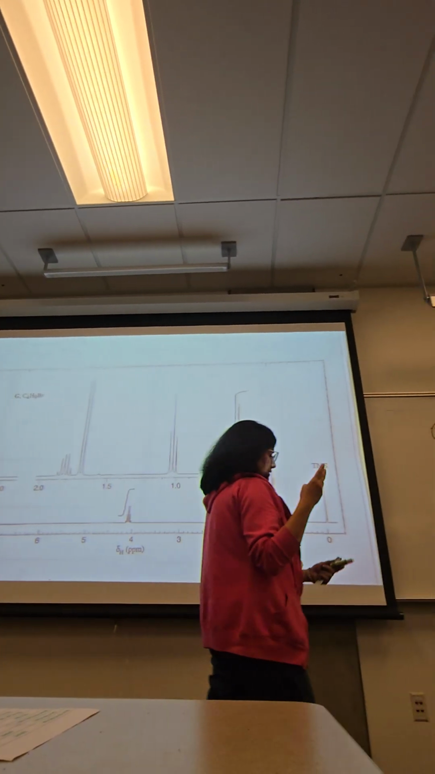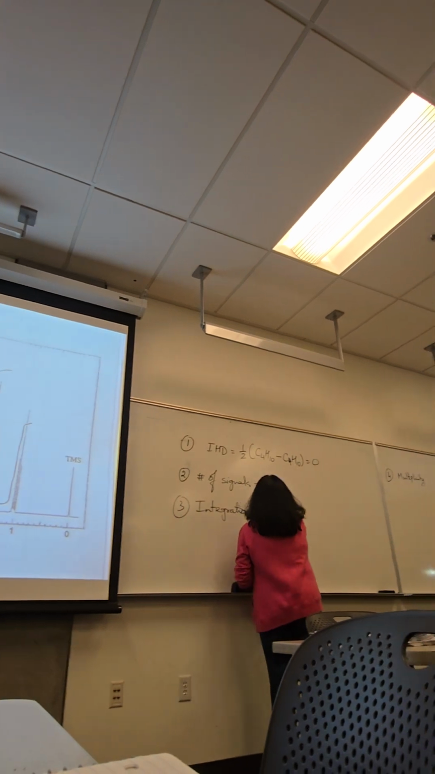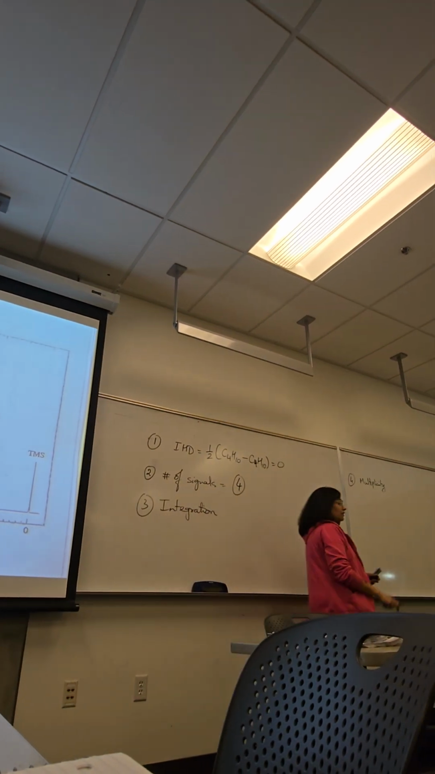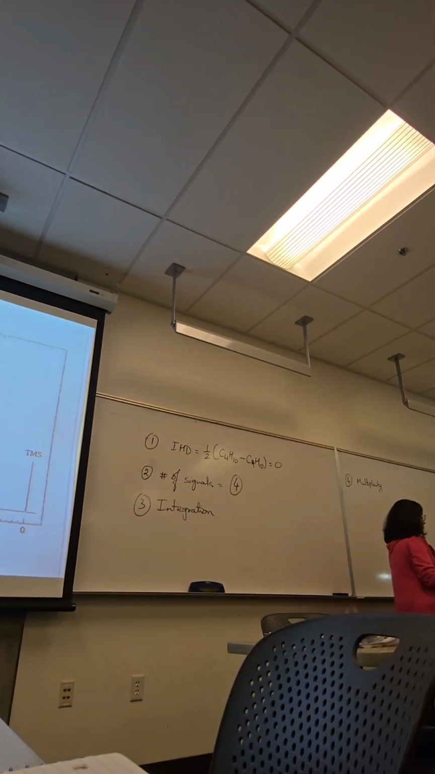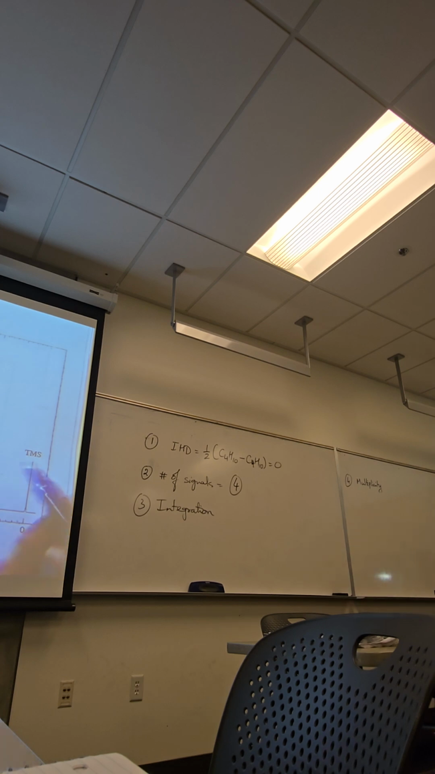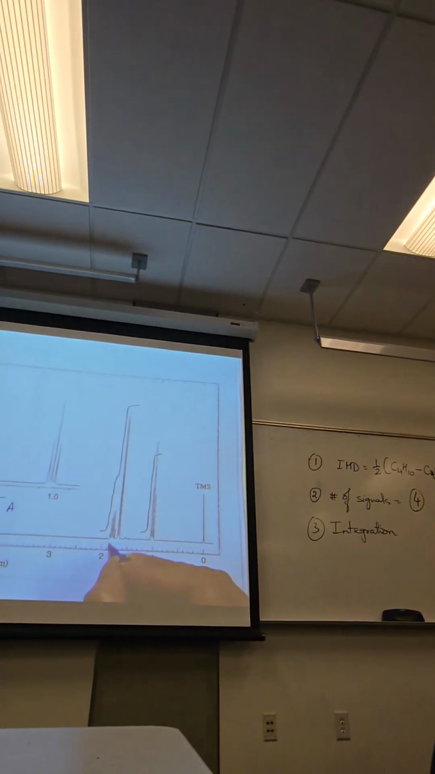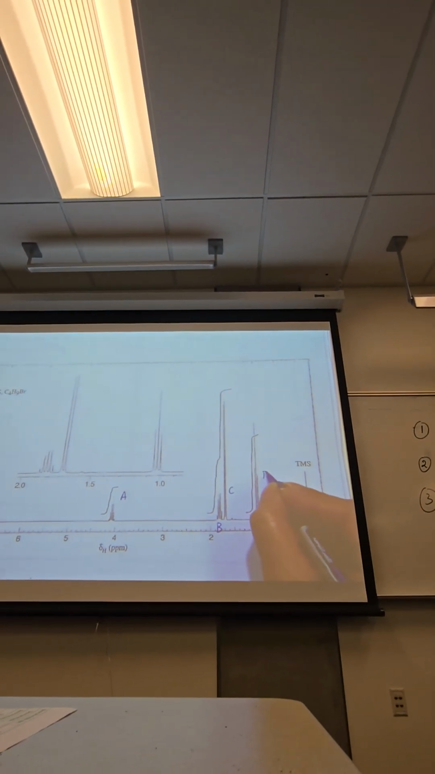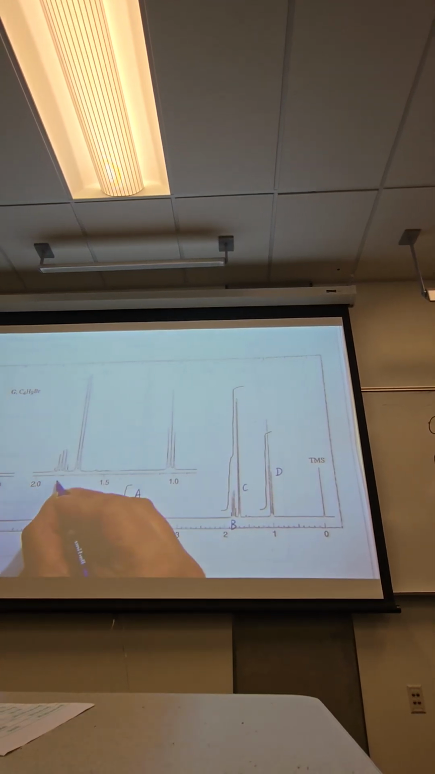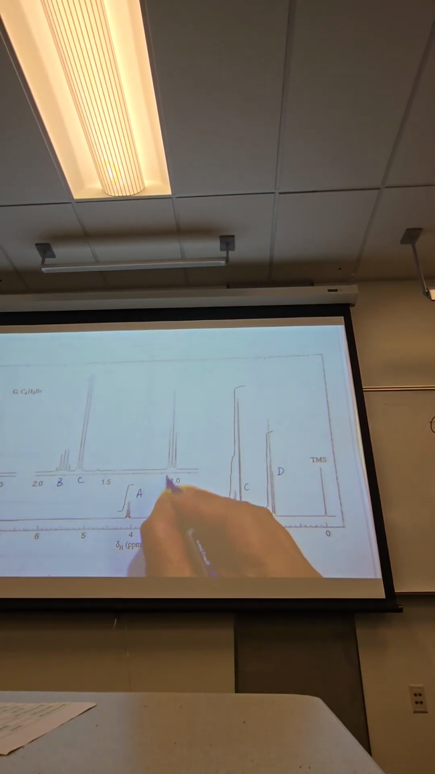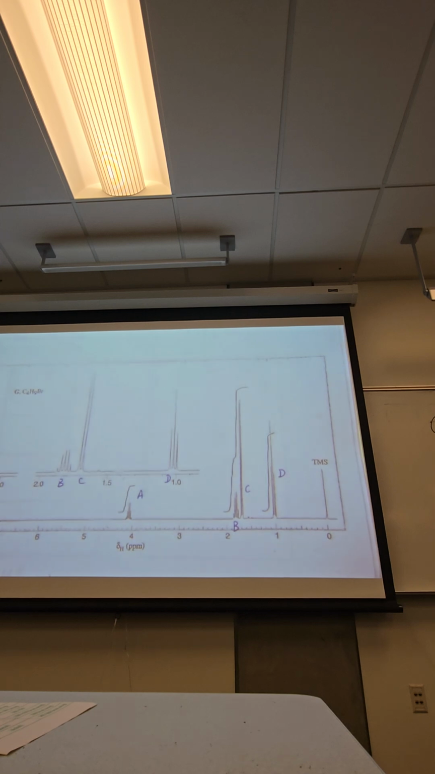So how many total signals for this compound? 4 signals. Which means there are 4 types of hydrogens in this molecule that we have to think about. Is everybody with me? So I'm going to just call this A, this is B, C, and D. Okay. Let's look at integration now.